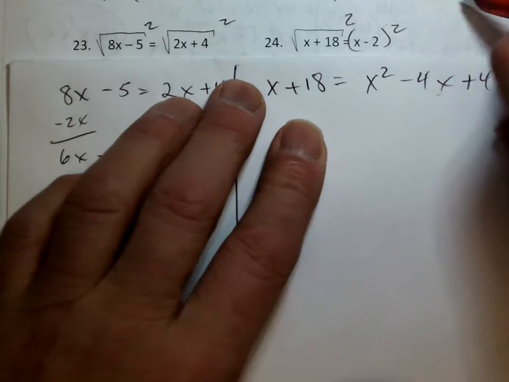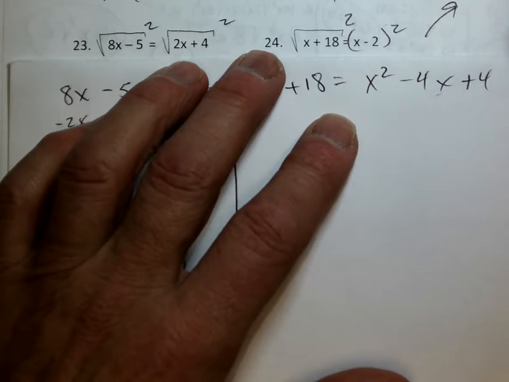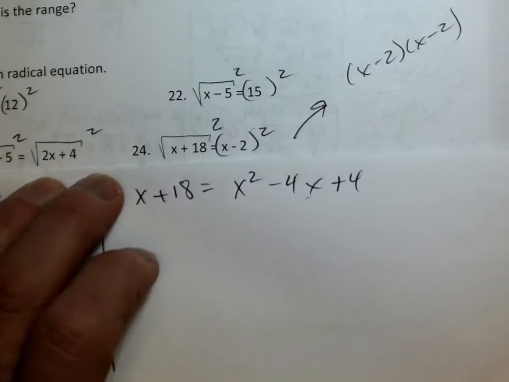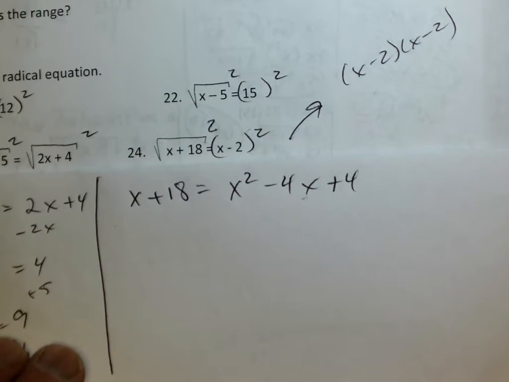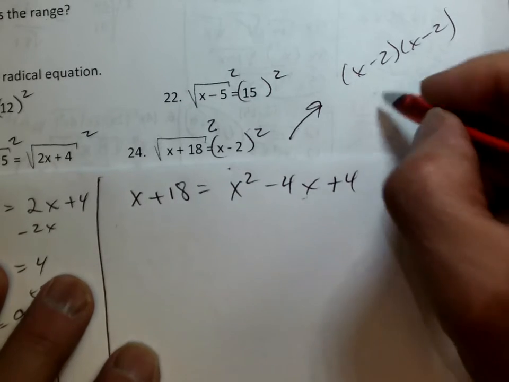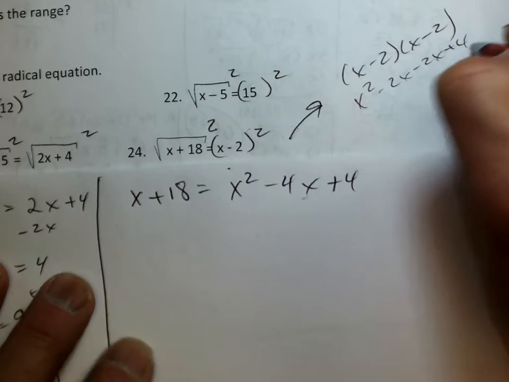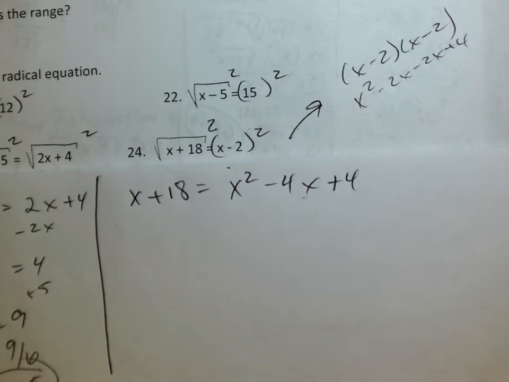Well, we're smart. We know that x minus 2 times x minus 2 is just a FOIL problem, right? x minus 2 squared is just a FOIL problem. If we FOIL, but you guys know how to FOIL, we wind up with x squared minus 4x plus 4, okay?